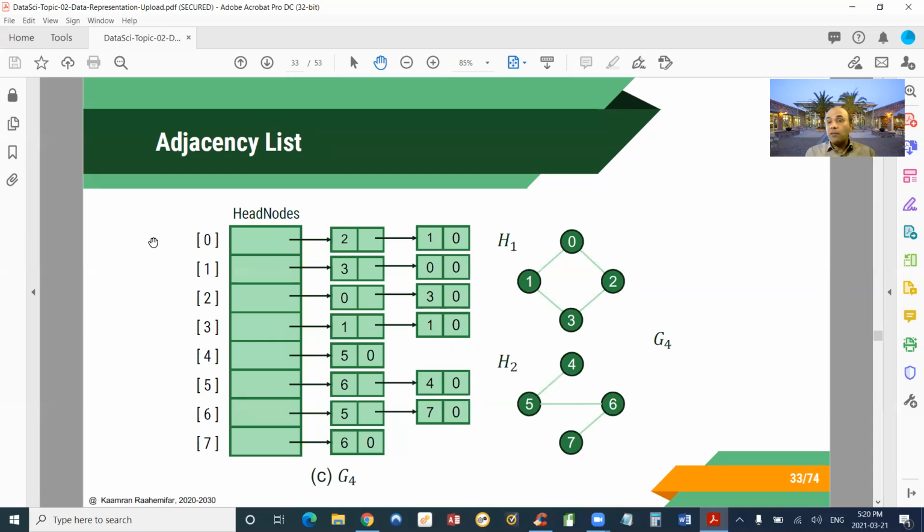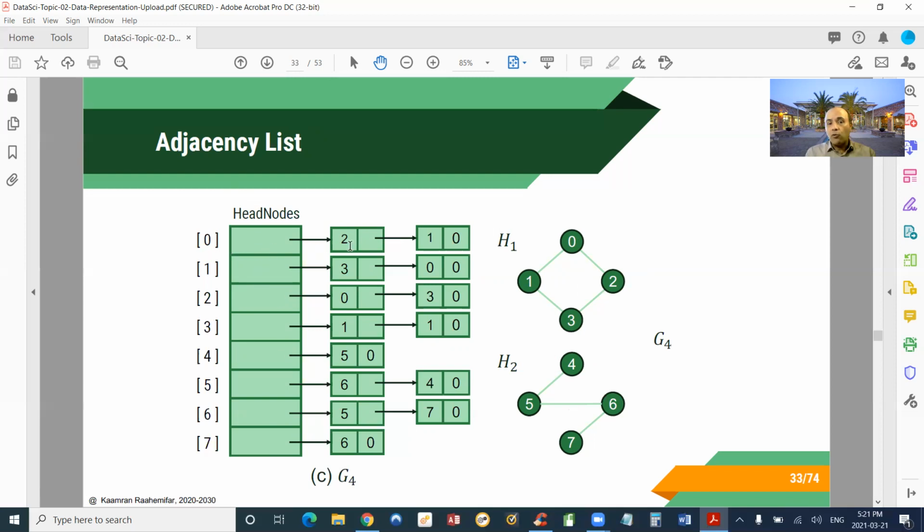Adjacency list could potentially be translated a little bit more down the line in terms of the computer understanding, the computer language. Here you have an H1 graph, you have an H2 graph, you have 0, 1, 2, and 3, no direction. 4, 5, 6, 7, no direction. This is the head node. The head node is something that I would be utilizing in my code.